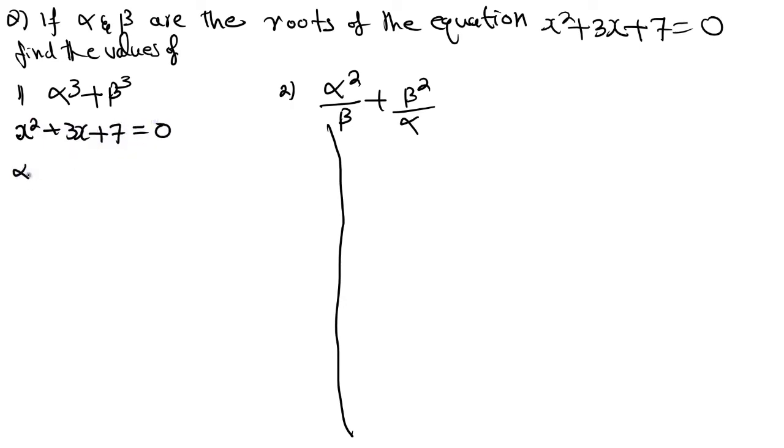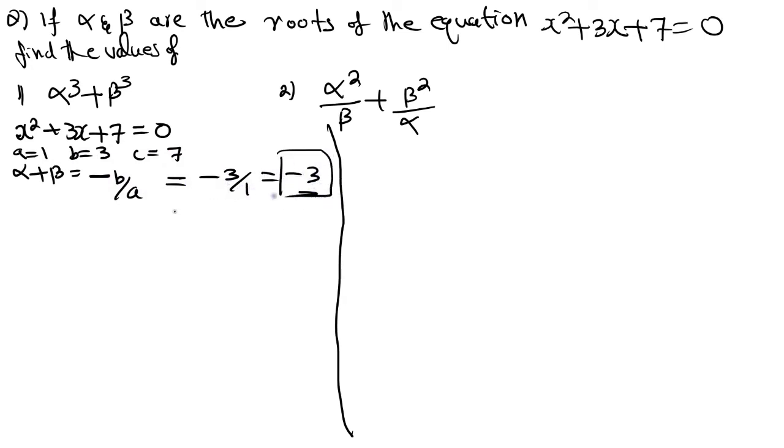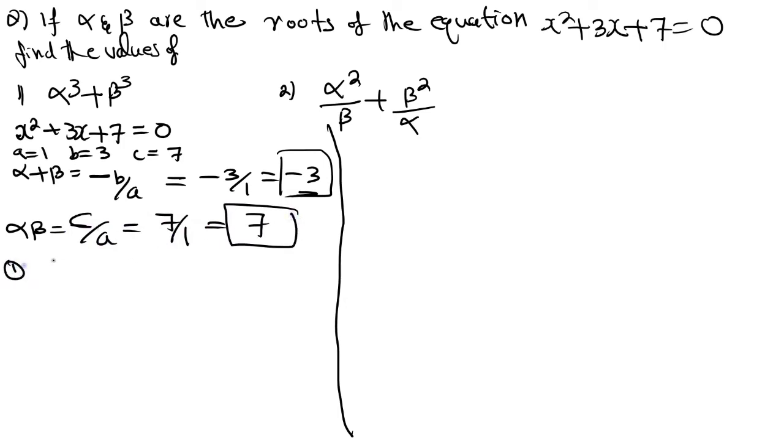Next, alpha plus beta value: here a is 1, b is 3, c value is 7. What is alpha plus beta? Alpha plus beta is minus b by a, which is minus 3 divided by 1, equal to minus 3. Then what is alpha beta? Alpha beta is equal to c divided by a, 7 divided by 1, which is 7. Now consider the first question, alpha cube plus beta cube.